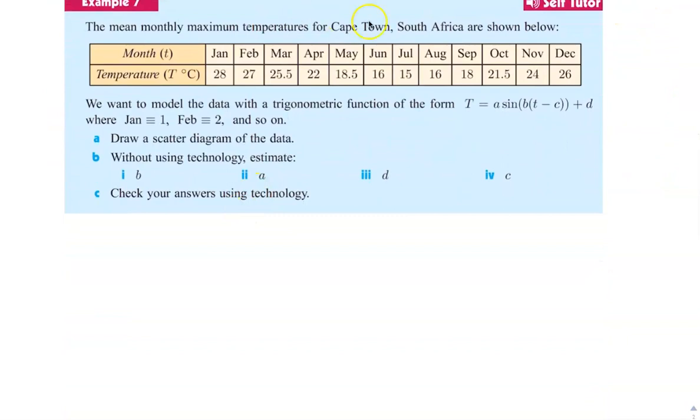The monthly temperatures for Cape Town, South Africa are shown below: January, February, March, and so on. We want to model the data with a trig function using the following formula, where January is 1 and February is 2.